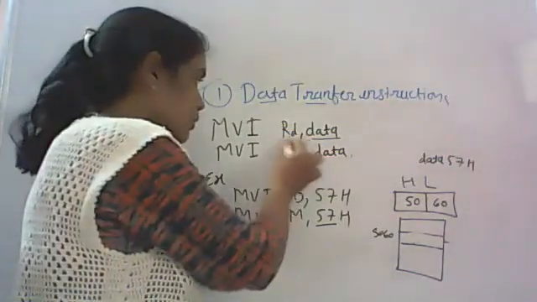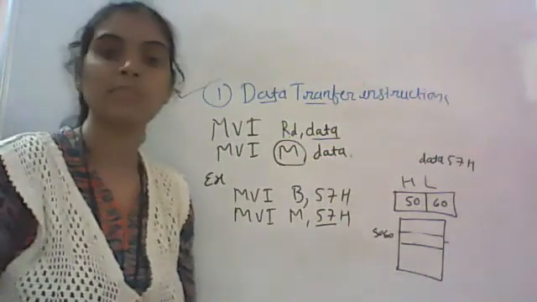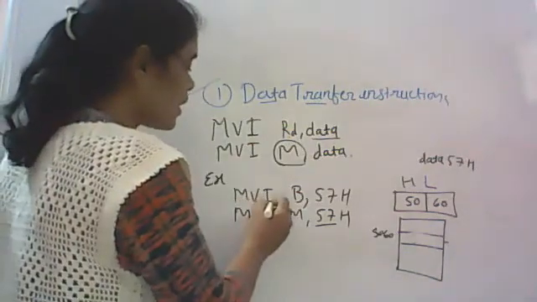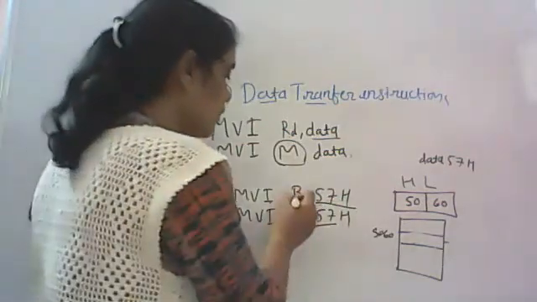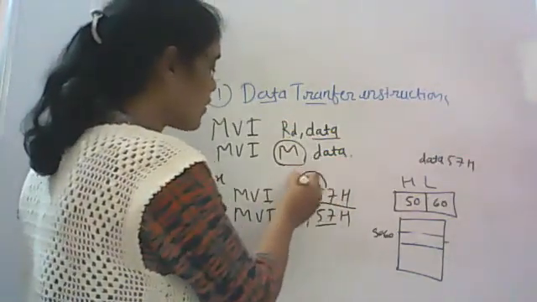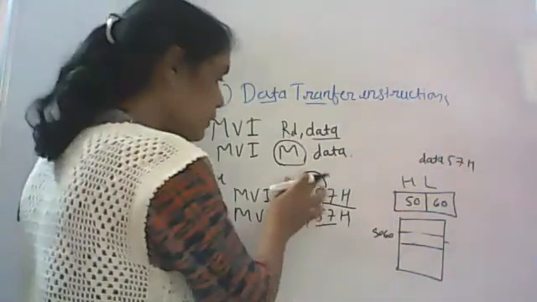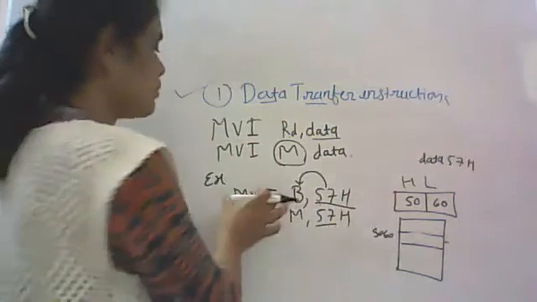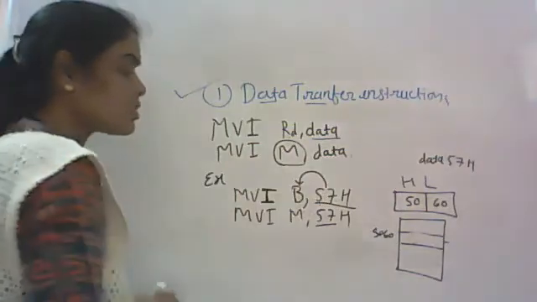Again, if the operand is a memory location, its location is specified by the content of the HL pair. First example: MVI B, 57 hex. 57 is the data, B is the destination register. This 57 is stored in register B. The I means immediate, the immediate addressing mode. This 57 is immediately stored in register B.